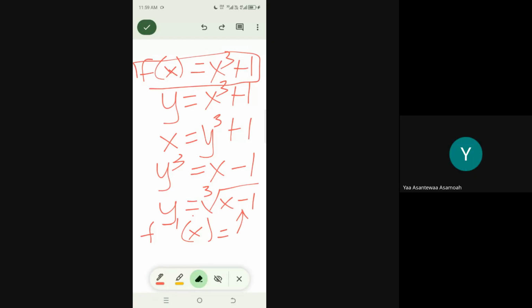So, madam, yes, please, why is f inverse of 9 equal to 2 but the other one is 3? I don't understand it.